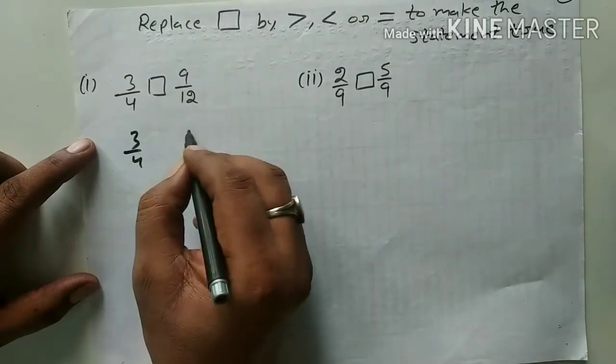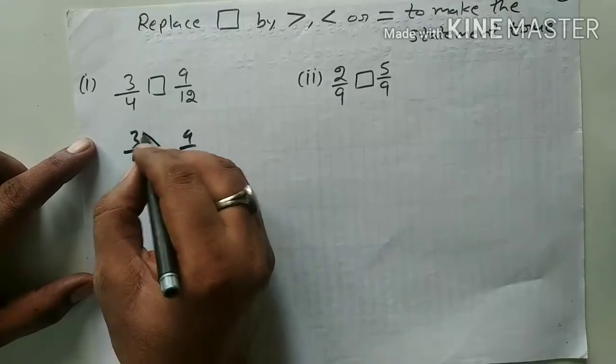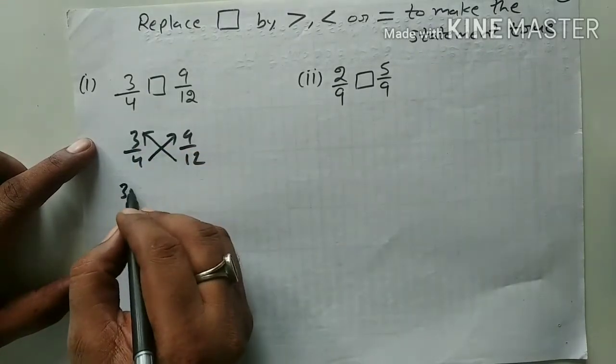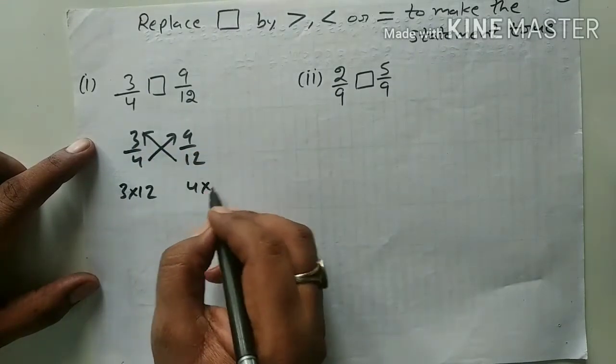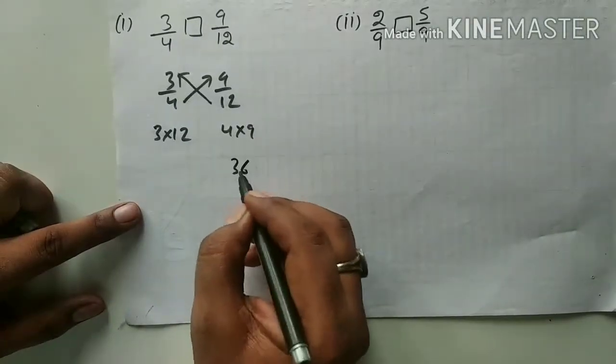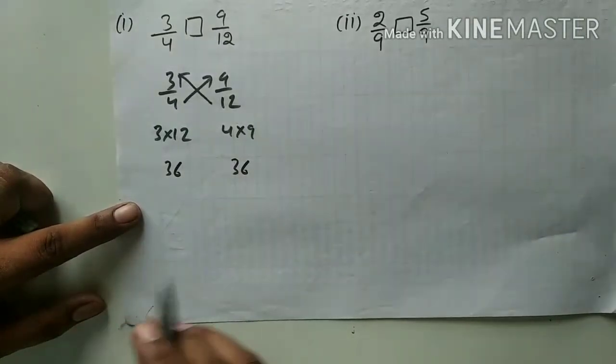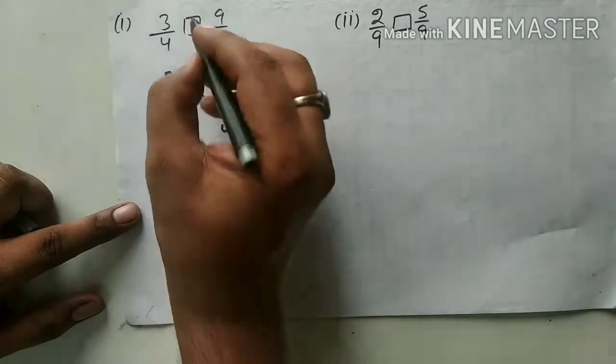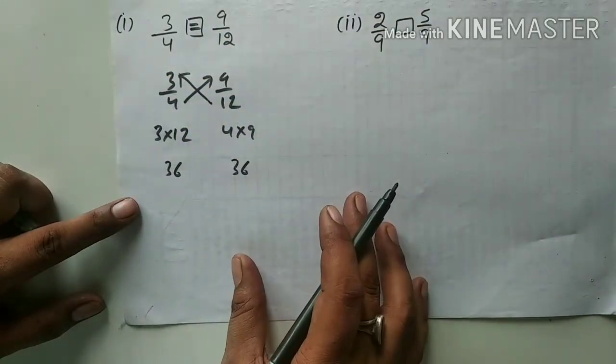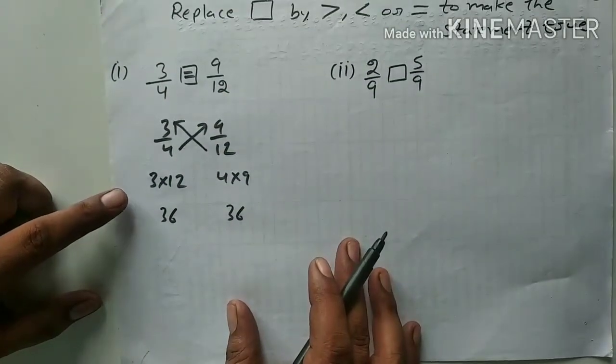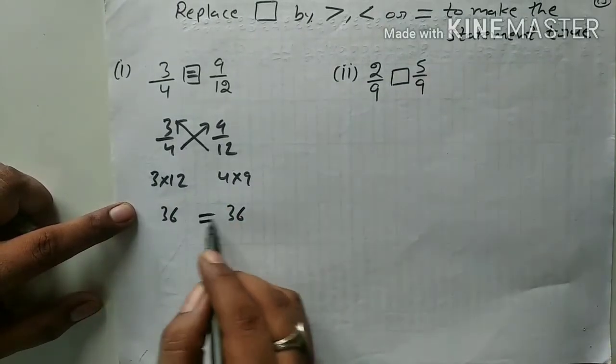3 by 4, 9 by 12, written and mark the crossing. So, 3 multiply 12 and 4 multiply 9. The answer is 36. The answer is 36. So both are equal. Therefore, I will fill this box with the equal symbol. Okay, student? No one is greater there.